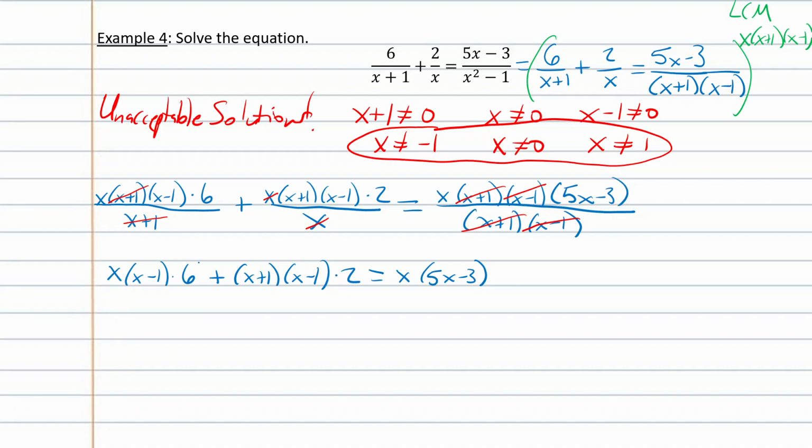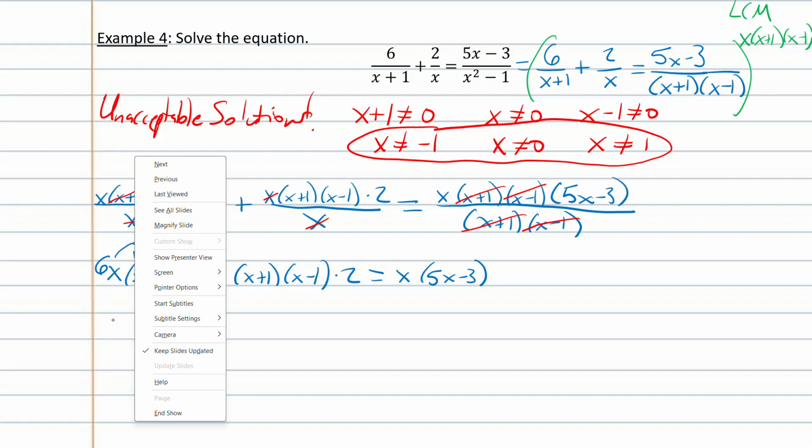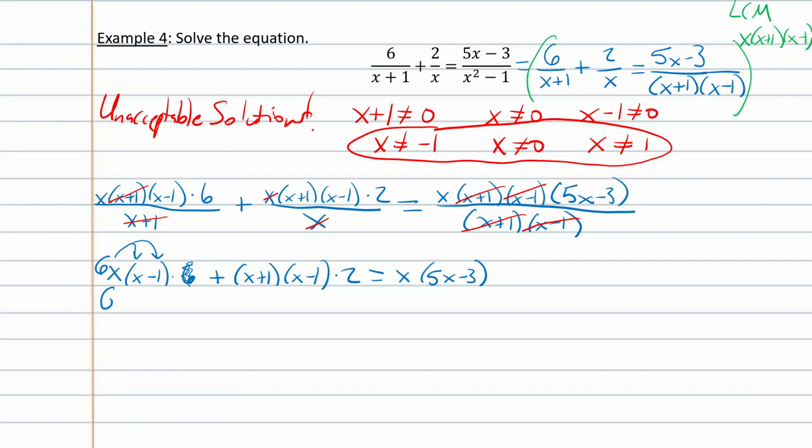Here, it's going to help me if I move this 6 in front of the x. Okay, now watch what I do. I'll move that 6 in front of the x. That allows me to go ahead and distribute 6x to the x here and the 1 here. So that's going to give me 6x squared minus 6x.